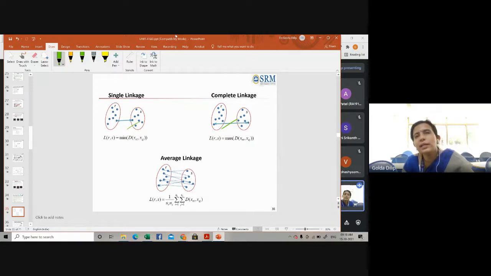Then of course you have average linkage. Average linkage means the mean distance, the average distance between each point in one cluster and every other point in the second cluster. That is what is called average linkage.